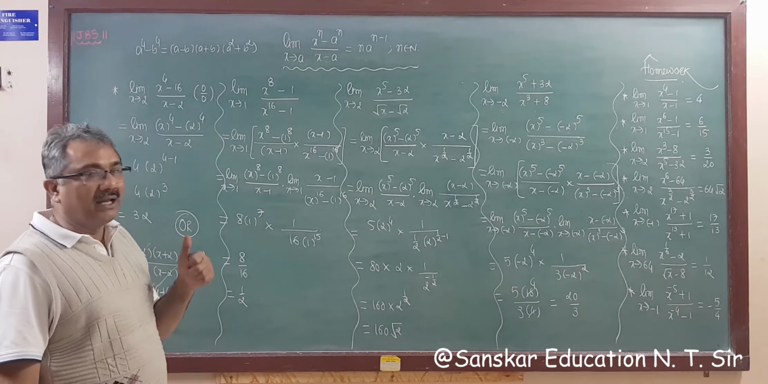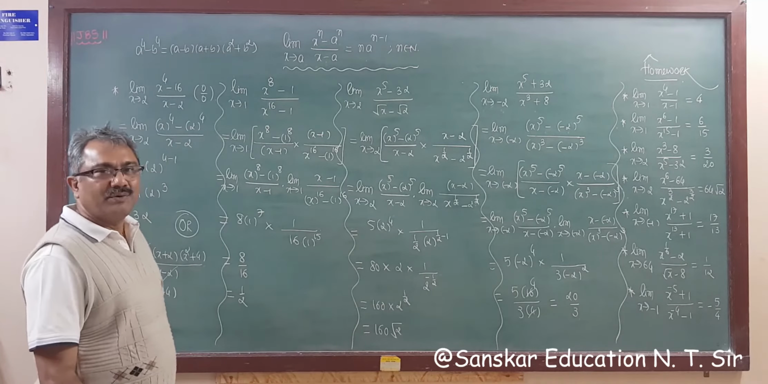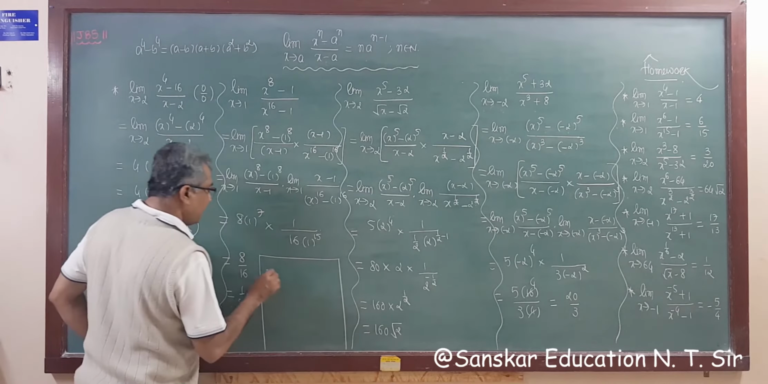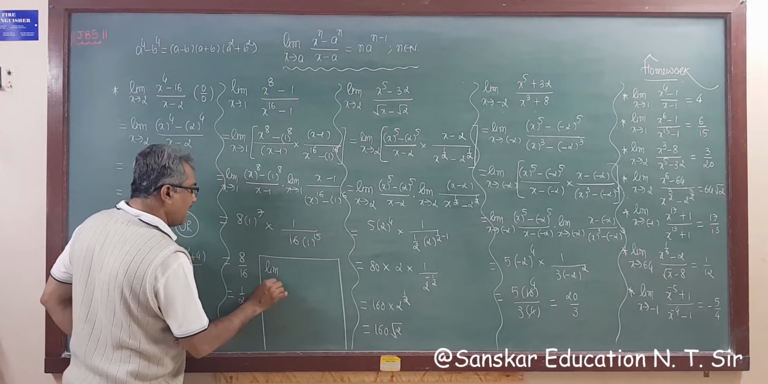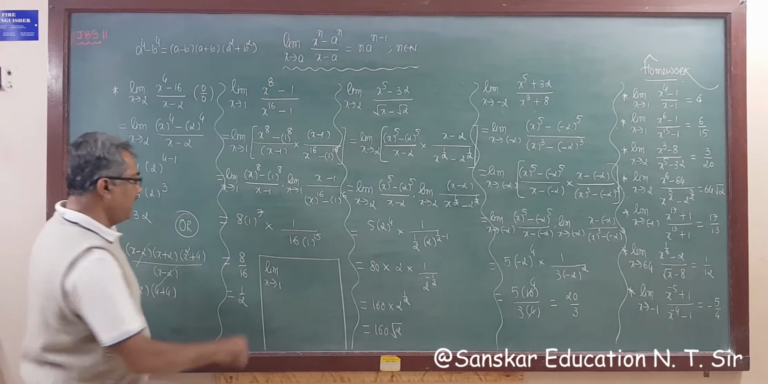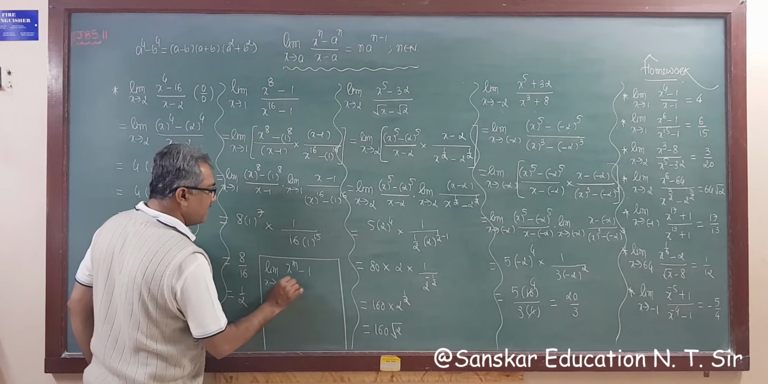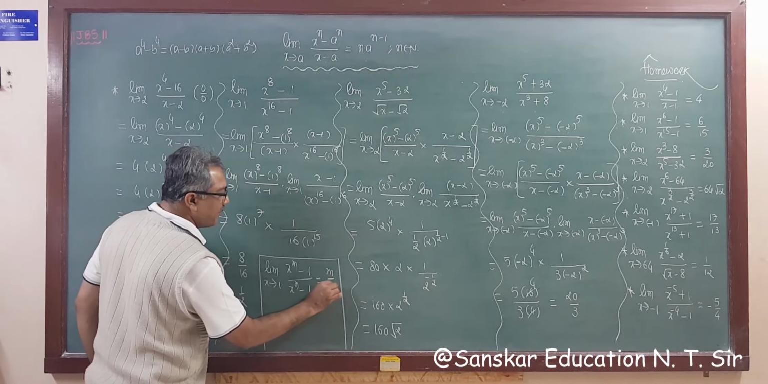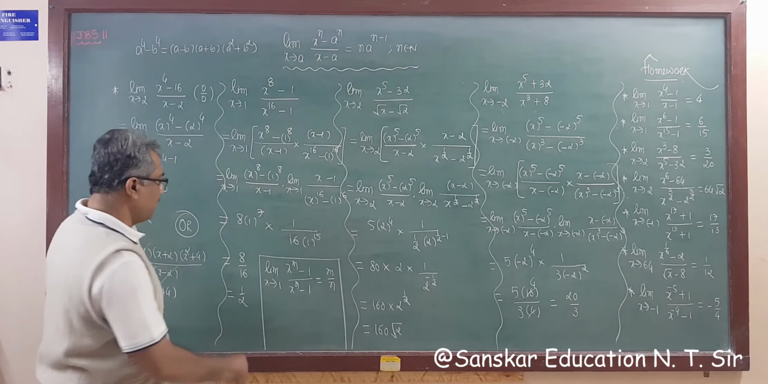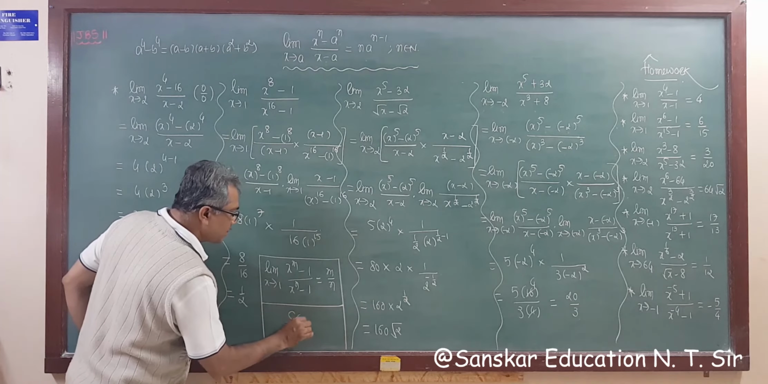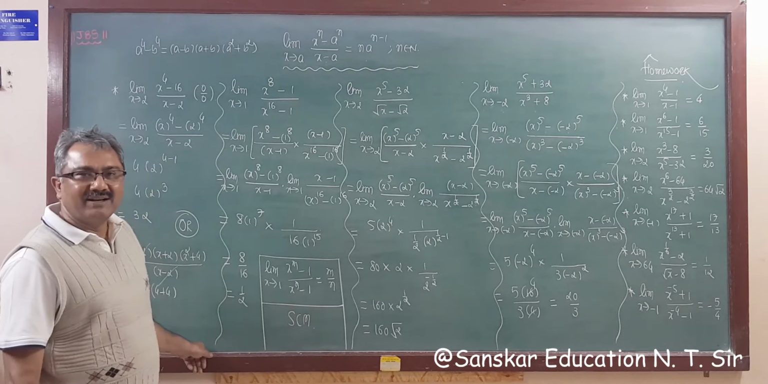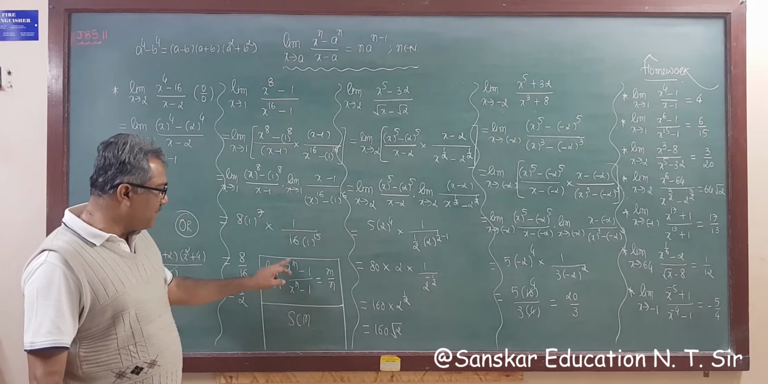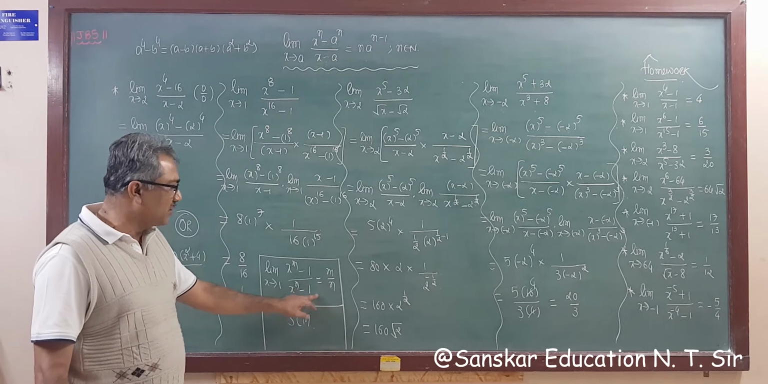Now listen, one thing. For MCQ, I am giving you one formula. While you have limit x tends to 1 of x raised to m minus 1 upon x raised to n minus 1, then the answer is always m by n. So remember this shortcut method or time saving technique, TST. While you have x tends to 1, x raised to m minus 1 upon x raised to n minus 1, the answer is always m by n.